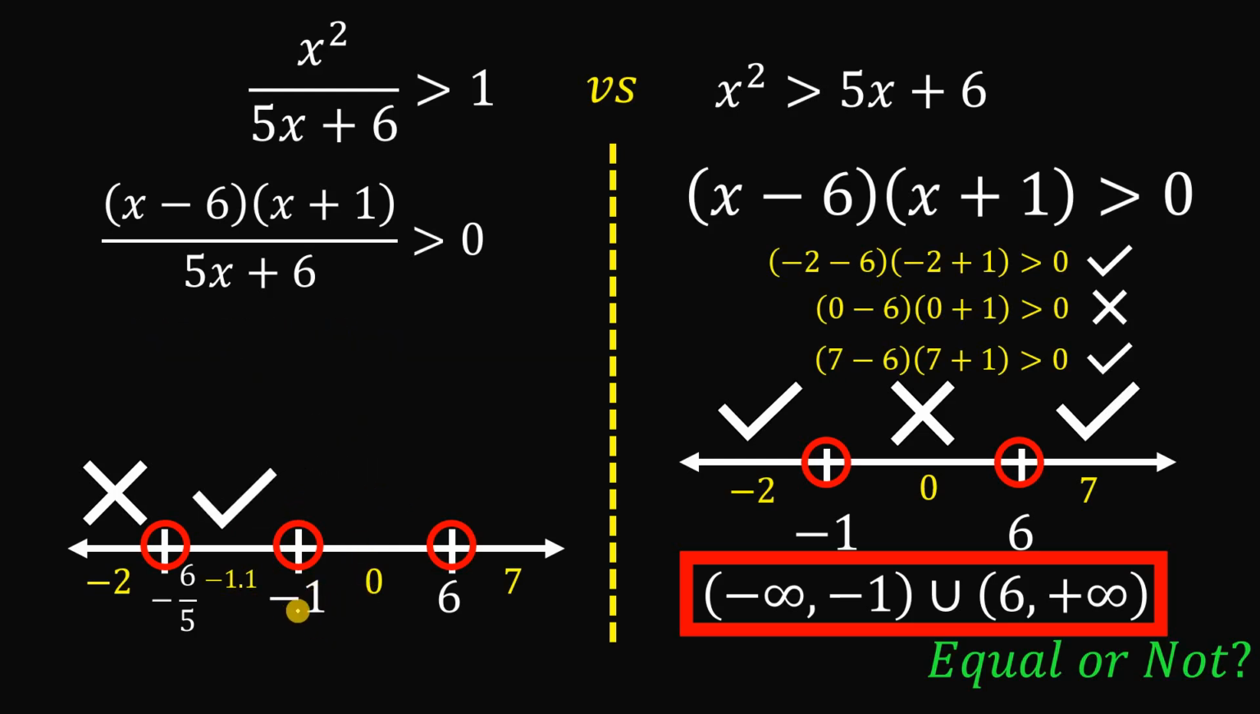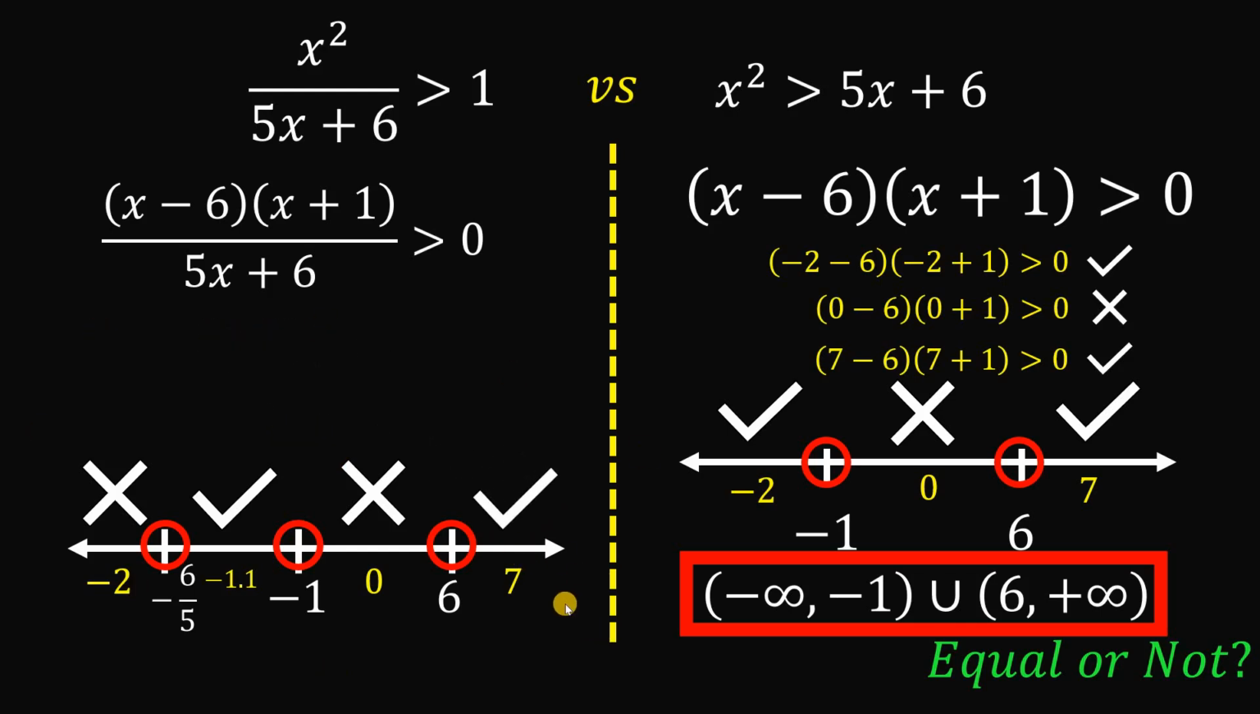Now, how about the interval from negative 1 to 6? So our test value is 0. Now, this factor is negative. This factor is positive. The denominator is positive. The whole thing is negative. So this is not accepted. So this is not part of our solution. And greater than 6, the test point is 7. Using the sign analysis test, we have positive times positive over positive. The whole thing is positive. So this is okay. So this interval is okay.